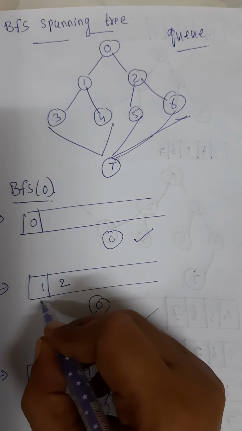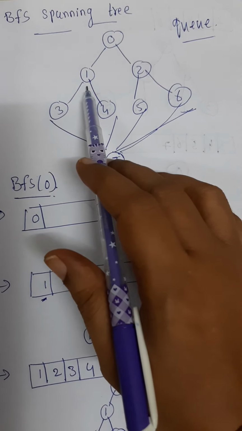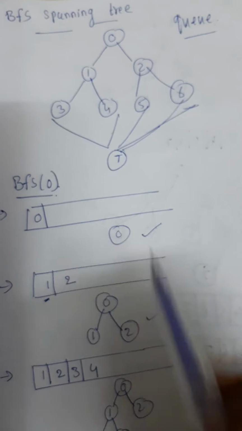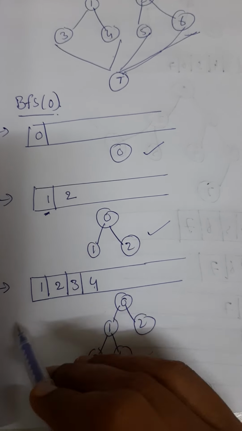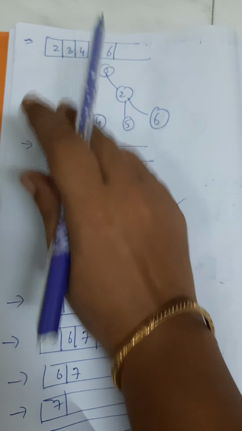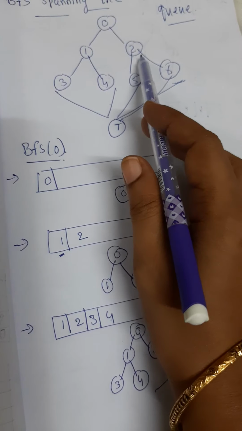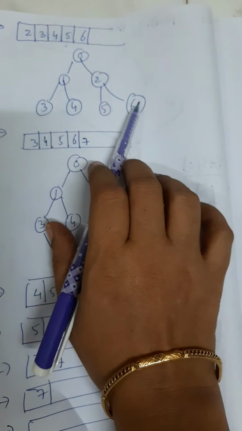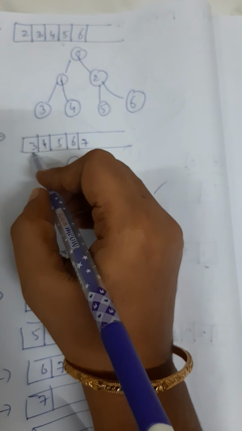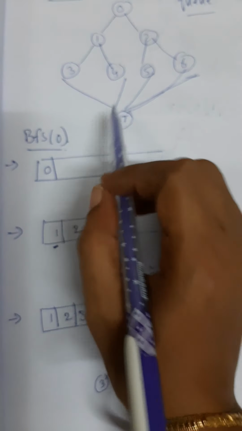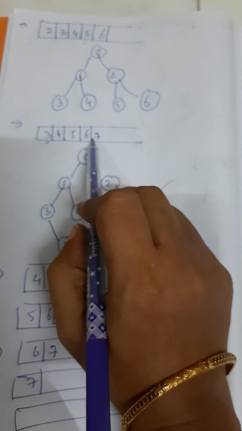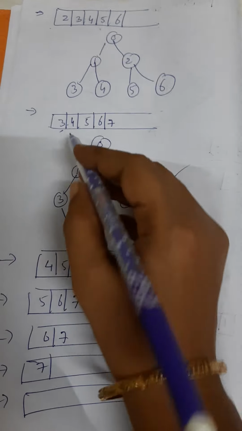Now next, who is in the Q now? 1. What are the adjacent vertices of 1? 3 and 4. So take 3 and 4 and draw the figure. Now 1 is completed. Now next one you have in the Q is 2. What are the adjacent vertices of 2? 5 and 6. So take 5 and 6 into the Q. So 2 is finished. Now next you have is 3. 3's adjacent vertex is 7. So take 7. Now 3 is finished.